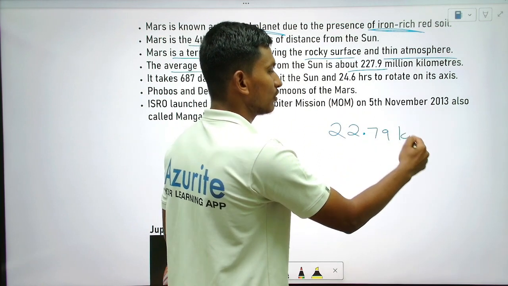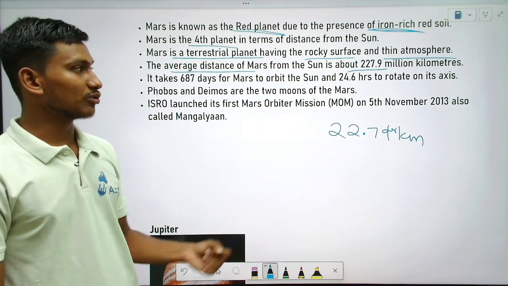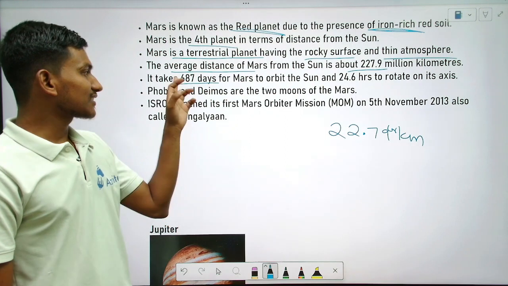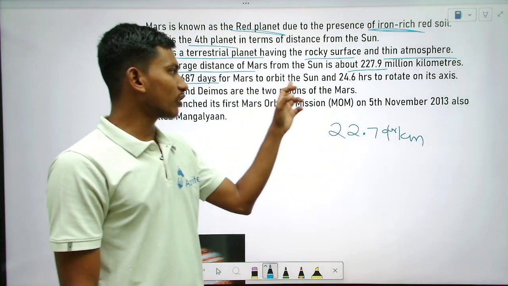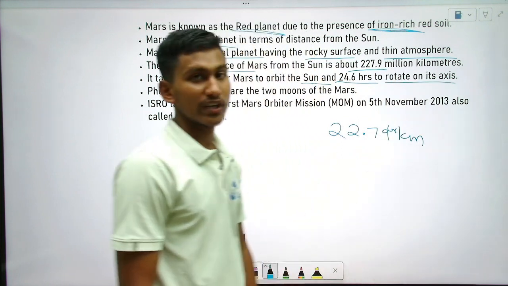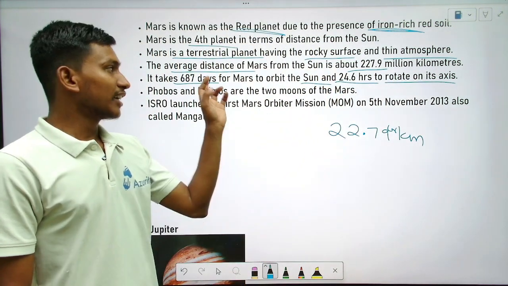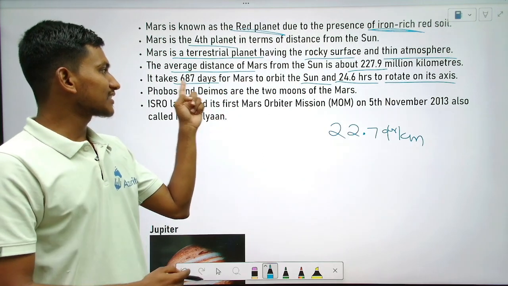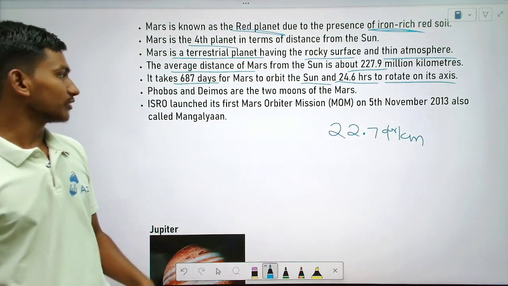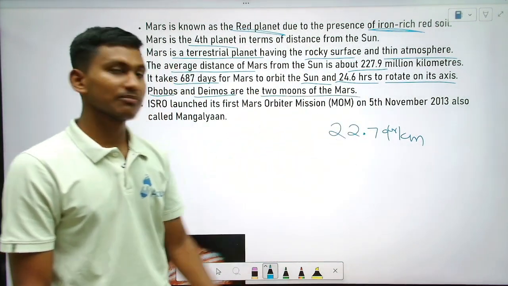22.79 crore kilometers. Okay, that is 22.79 crore kilometers. It is million, right? How many days does it take? 687 days for Mars to orbit the sun and 24.6 hours to rotate on its own axis. And around the sun it takes 687 days. Understand? Good. So Phobos and Deimos are the two moons of Mars.